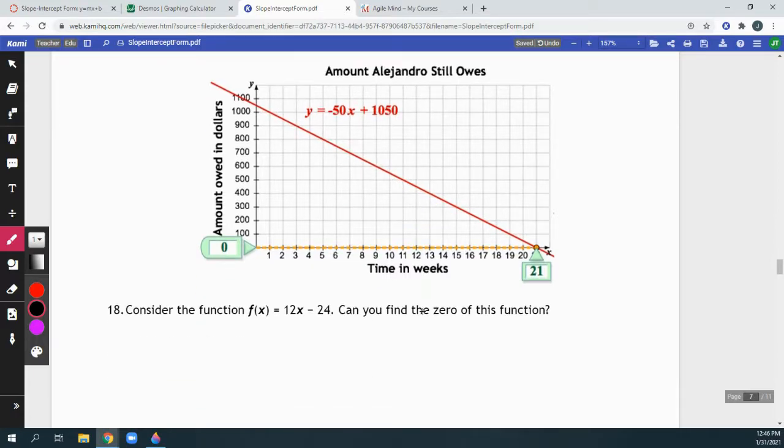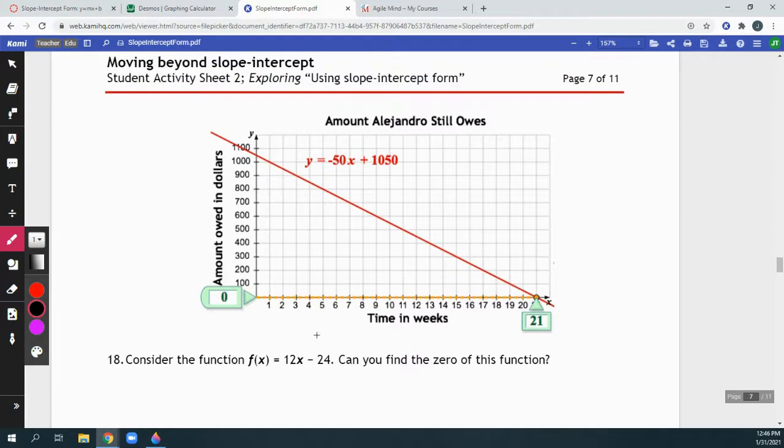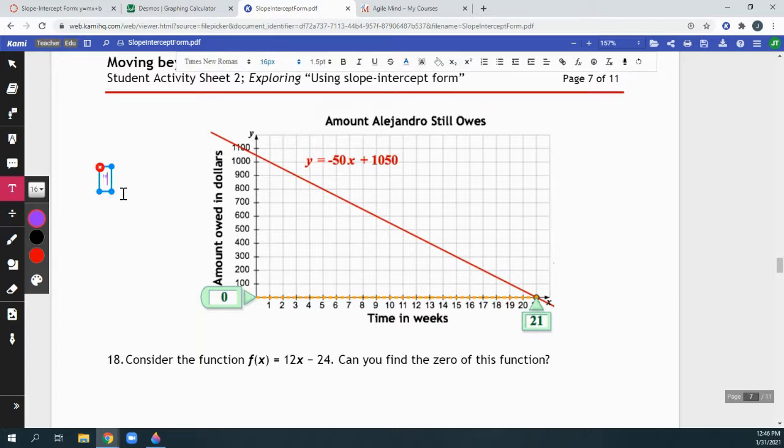Okay, so consider the function f of x equals 12x minus 24. Can you find the 0 of this function? Okay, so we have this guy. What is the 0? Well, that's an important thing to understand. What's the 0? Well, 0 is x equals 0. Pretty easy, huh?